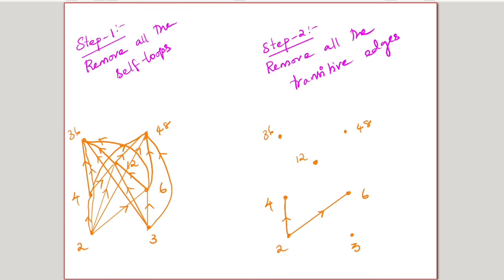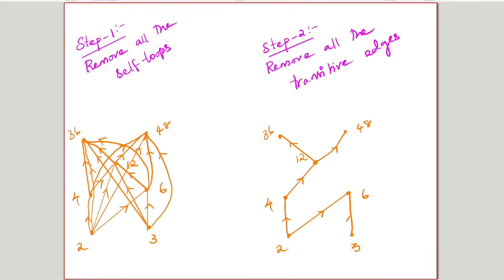Next one 2, 12. If I want to come from 2 to 12, already 2 to 4 is there and the 4 to 12 edge is also possible. So I can come in this way. Then 2 to 36 we can come like 2 to 4, 4 to 12 and 12 to 36. Next for 2 to 48 we can come in this direction: 2 to 4, 4 to 12 and 12 to 48.